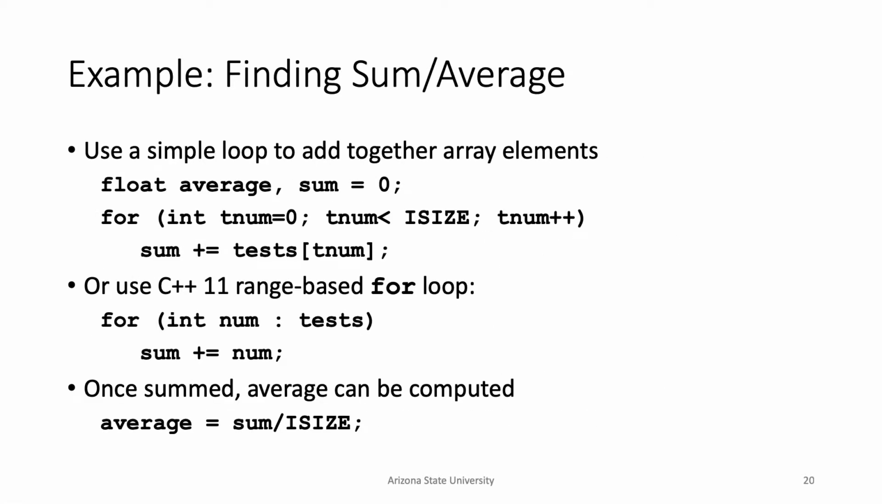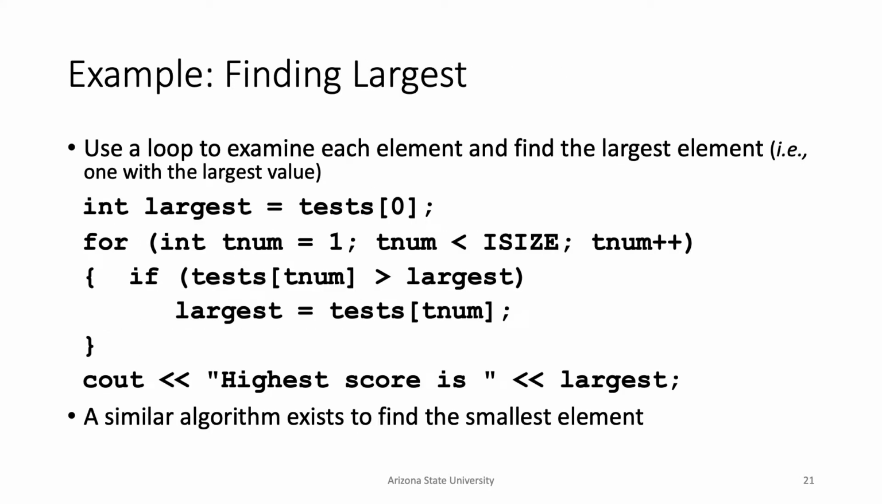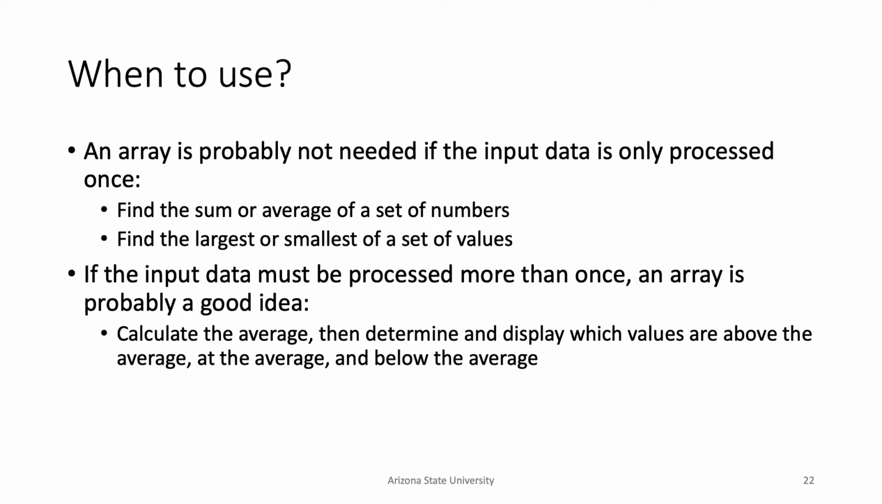Any questions on these two things? Sum, average, and largest. What if I wanted to find the smallest? Same as the largest, just reverse that inequality. Yeah, so you would just reverse this inequality, probably change the name of the variable to smallest, but yeah, you just flip the inequality here and you're all good. Pretty cool.